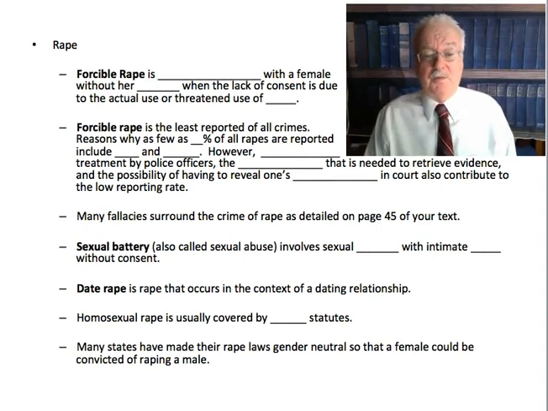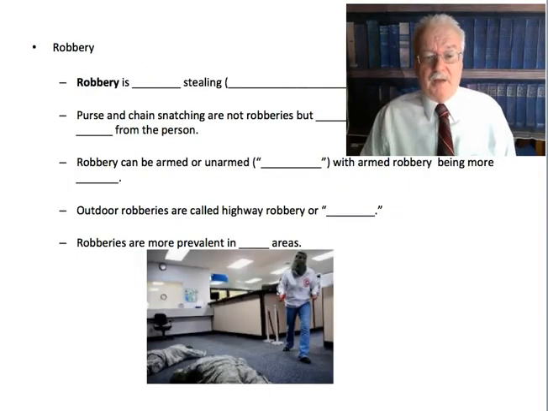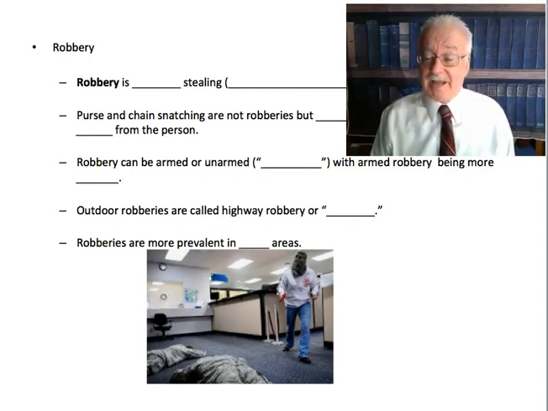Okay, now let's move on to robbery. Robbery is forcible stealing, and stealing is the unlawful taking of property. So somebody commits robbery when they take somebody's property by the actual use of force or the threatened immediate use of force. Person chain snatchings are not robberies, but larcenies from the person.